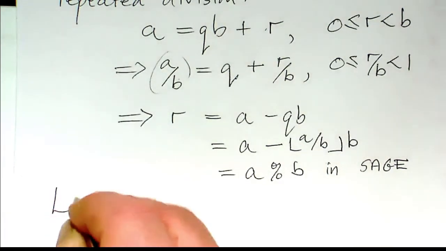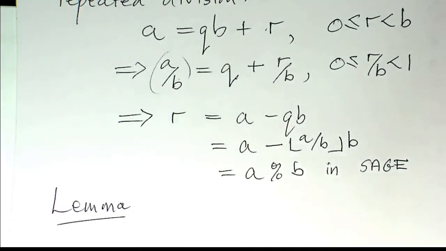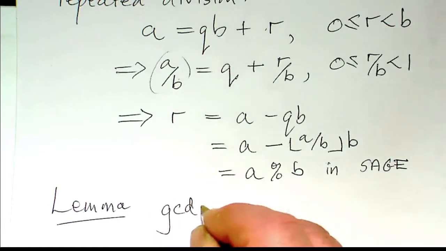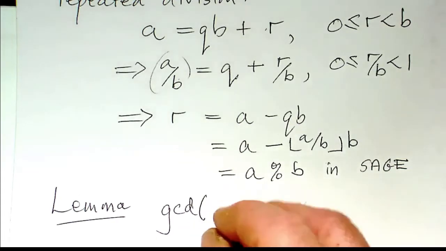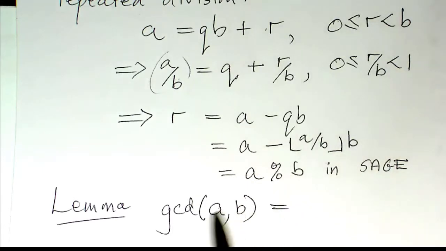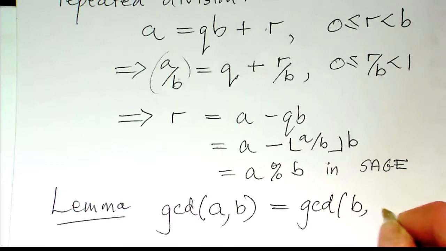Okay. Now there's a lemma which I'm not going to prove because it's not really part of this course, but it's quite easy. It's a 4-line proof in the notes. The greatest common divisor of a and b, when you divide a by b, is the same as the greatest common divisor of b and r.